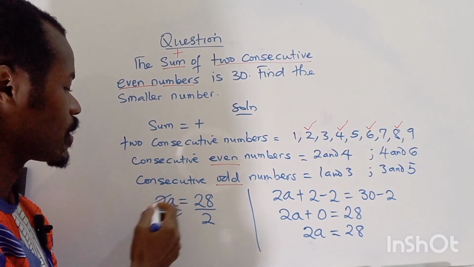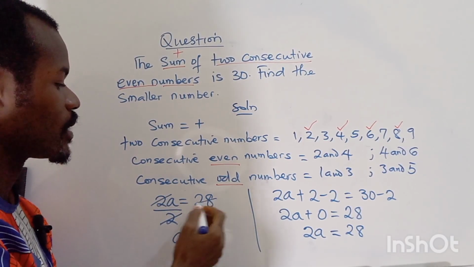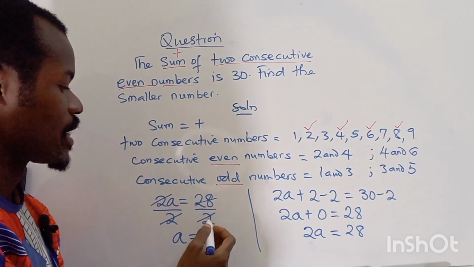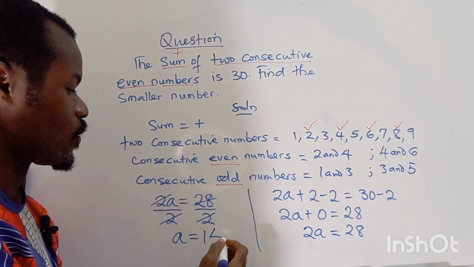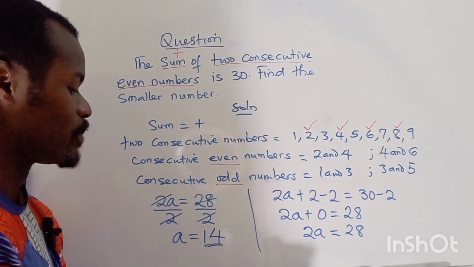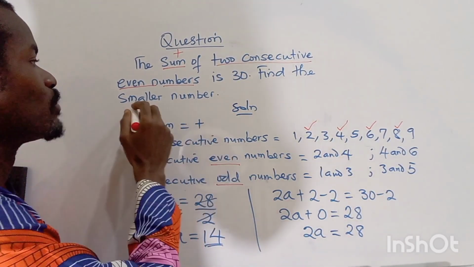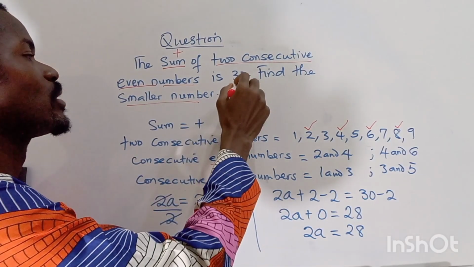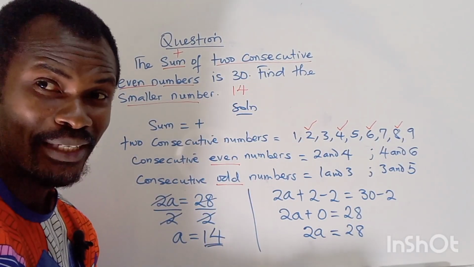So these will cancel out. We are left with A, which is equal to 28 divided by 2. Now 2 divided by 2 is 1, 28 divided by 2 is 14. So the small number, in this case, is what? 14. So the small number that they're asking us for is 14.